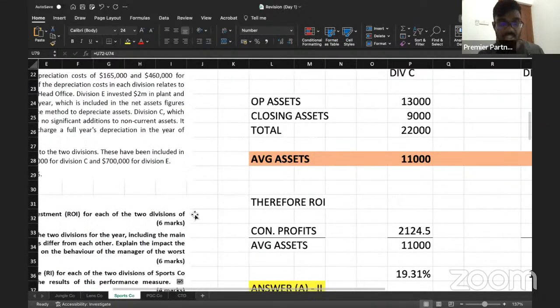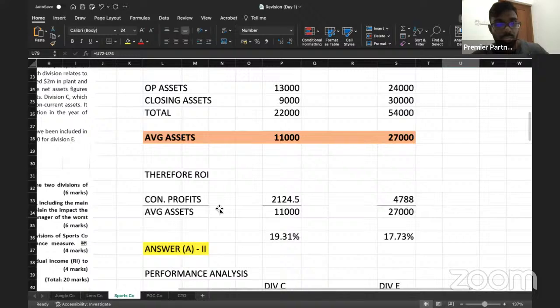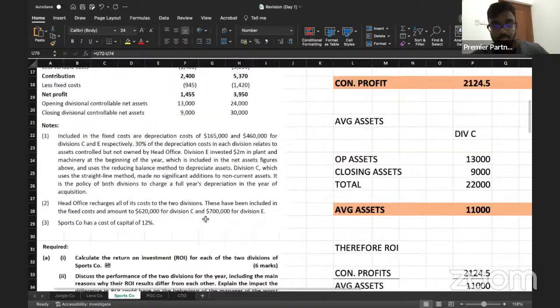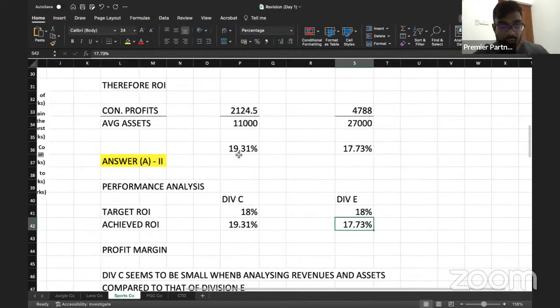Part D, what do they say? Discuss the performance of the two divisions, including the main reasons why their ROI results differ from each other. People, why are their ROI values different? So target ROI is 18. They have achieved 19. Here, only 70. People, why are the ROIs different?